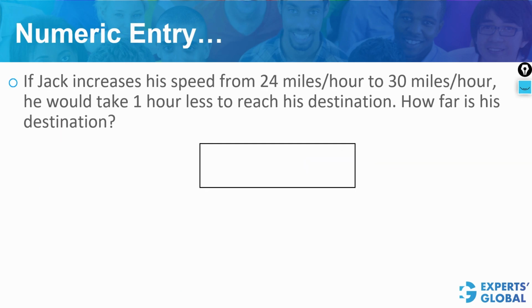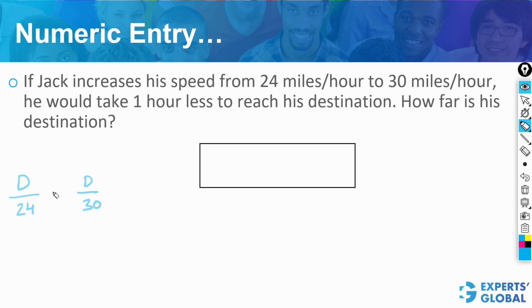Please pause the video and solve this. Assume that the destination is d miles away. So at 24 miles per hour, he would take this much time. At 30 miles per hour, he would take this much time.